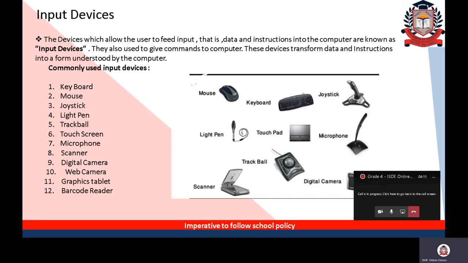These devices transform data and instructions into a form understood by the computer. You cannot simply say, click on the paint, do the paint. It will not do. So with the help of these devices only, we want the computer to do some actions. What are the commonly used input devices? As you see in the picture: keyboard, mouse, joystick, light pen, trackball, touch screen, microphone, scanner, web camera, graphical tablet, barcode reader. Let's discuss the use and working of some commonly used input devices. Let's go through that.